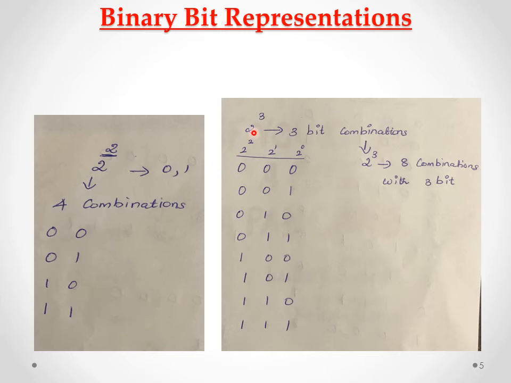In a similar way, 2 power 3 is the 3-bit combination representation. 2 power 3 is equal to 8. So with 3 binary bits we can represent 8 possible combinations. That is 2 power 0, 2 power 1 and 2 power 2. So the 8 possible combinations are 000 to 111. That is total 0 to 7. Total 8 combinations we can represent.